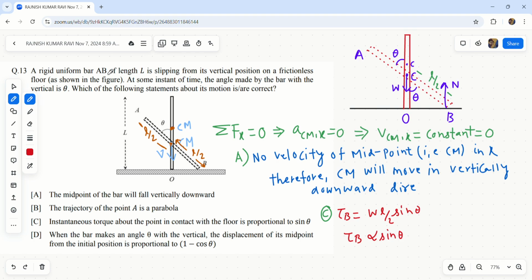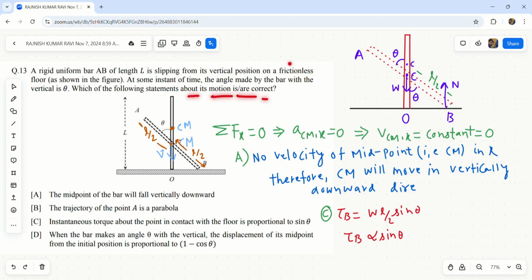So I am here with a very interesting problem of physics. This problem was asked in JEE Advanced 2017. In this problem, a uniform bar AB of length L is slipping from its vertical position on a frictionless floor. At some instant of time, the angle made by the bar with the vertical is theta. Which of the following statements about its motion are correct?